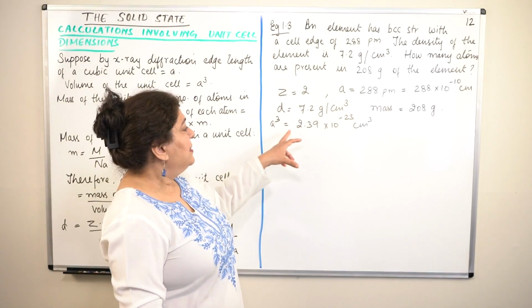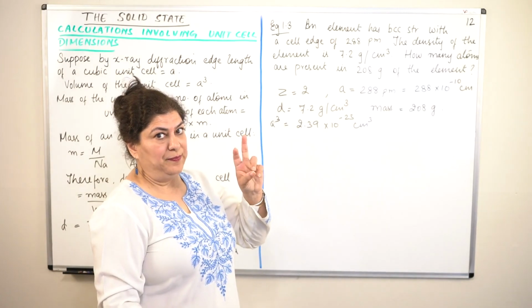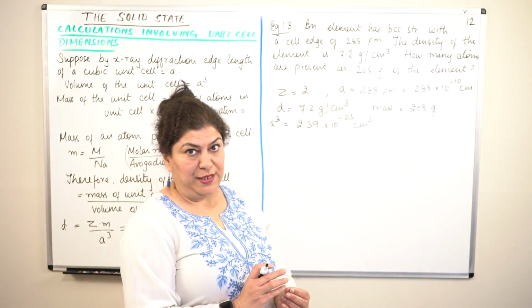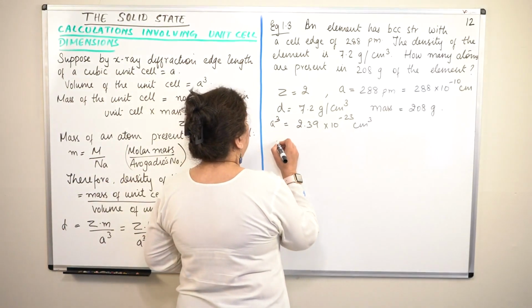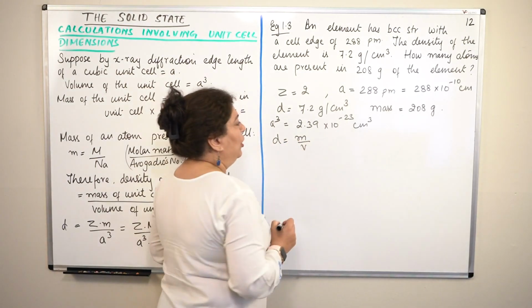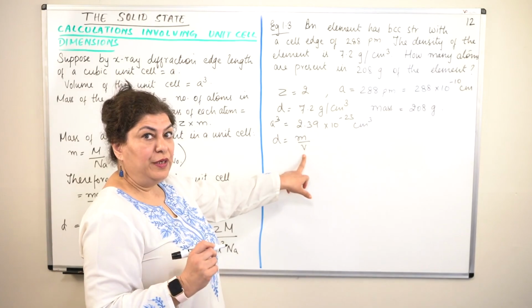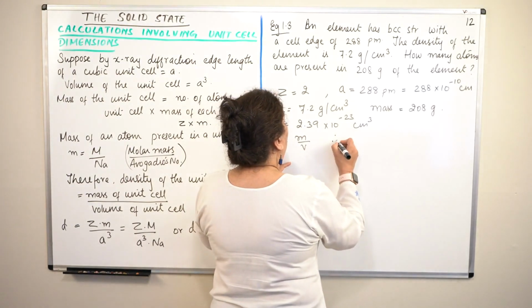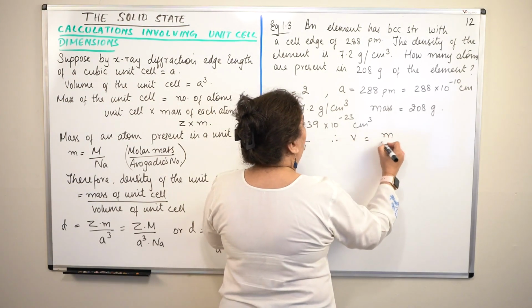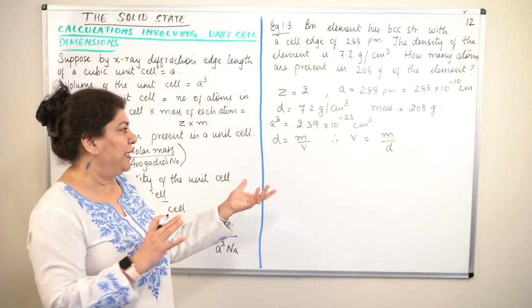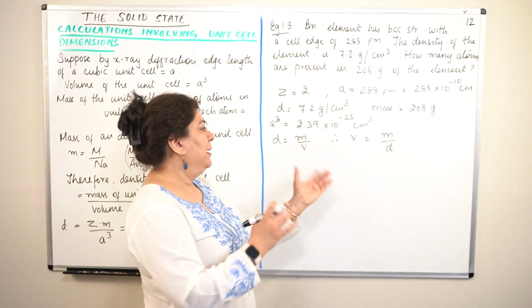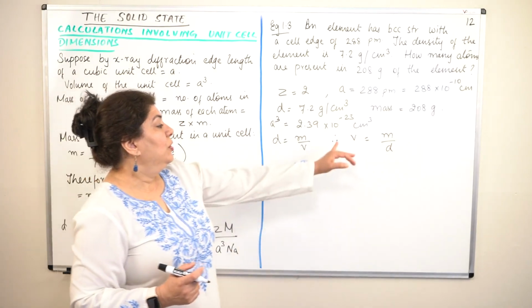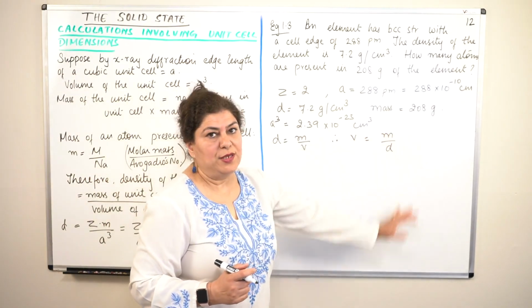Now, this is the volume of one unit cell. So if you had the volume of 208 grams of the element, how could you find it? We know that density is equal to mass upon volume. Density of the unit cell is mass of the unit cell upon volume of the unit cell. Therefore, volume is equal to mass upon density. It's just a mathematical operation, I interchanged it. So the volume would be equal to mass upon density.